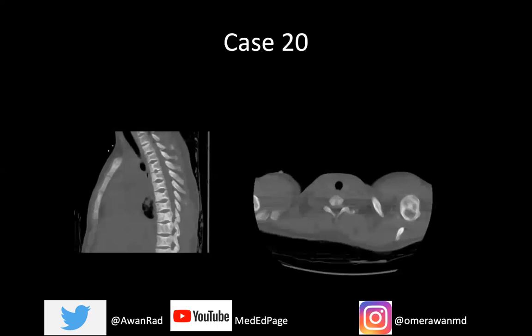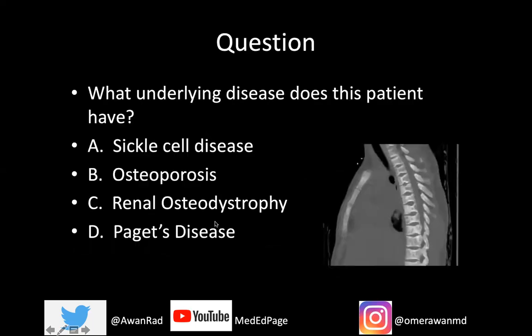Moving on to case number 20, we have a sagittal CT image through the spine and an axial CT image through the shoulders. We have these H-shaped Lincoln log vertebral bodies, right? End plate depression centrally. We have sclerosis and serpiginous sclerosis along the humeral heads, AVN, H-shaped or Lincoln log vertebral bodies. Nice example of what sickle cell disease would look like, right? So the underlying disease here is sickle cell disease, right?